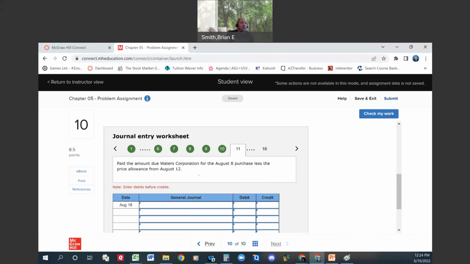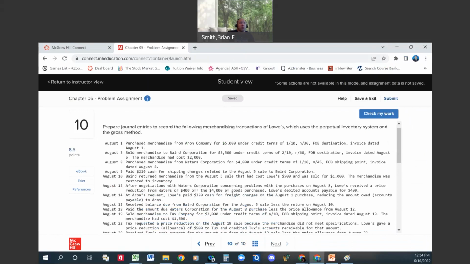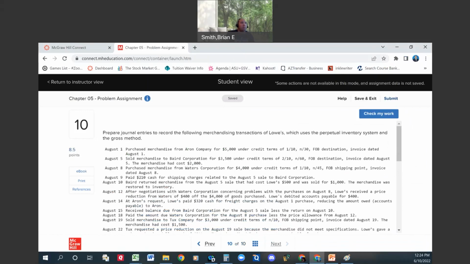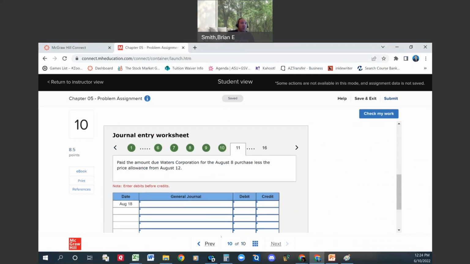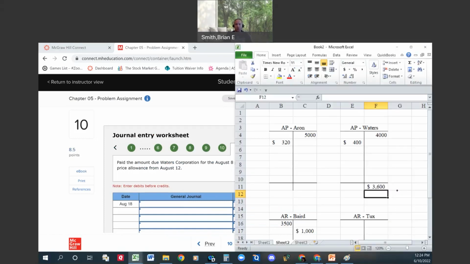And then we bought on August 8th. Terms 1/10. And it was August 8th. And this is August 18th. Again, within the discount period. So we get 1% discount on the Waters purchase. Cheapskates. All right, so we're going to go ahead and multiply this by 0.01. We get a $36 discount on this.